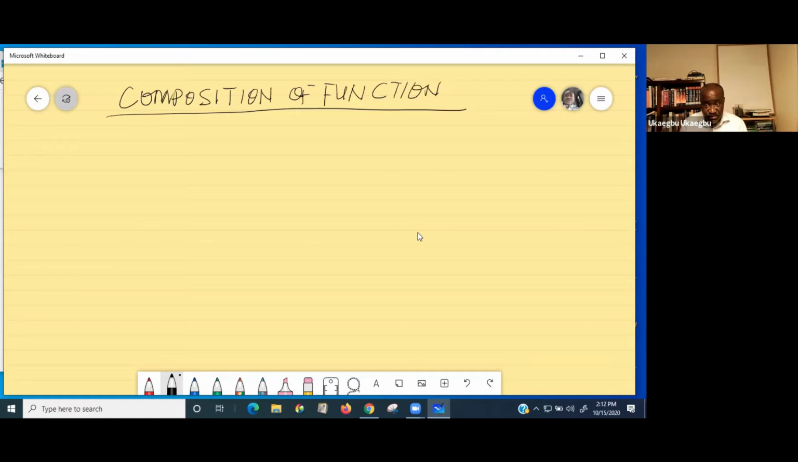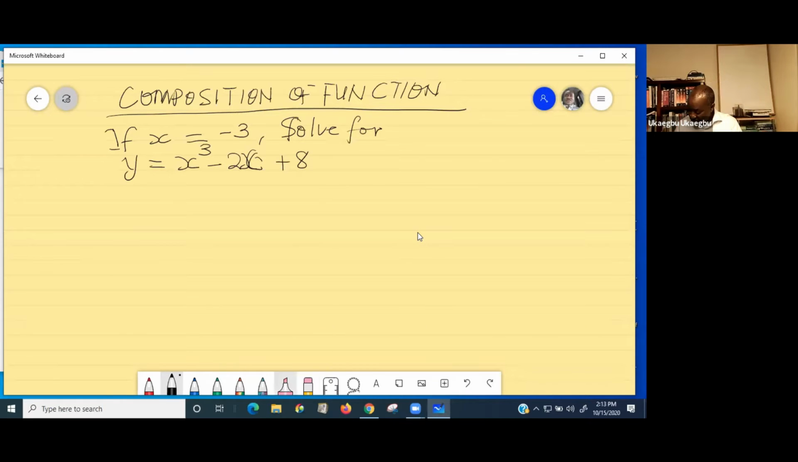So now, before we do that, let's just do a quick exercise. I'm going to give you 30 seconds to do this. If x is equal to -3, solve for y equal to x cubed minus 2x plus 8. So you have 30 seconds to solve this.